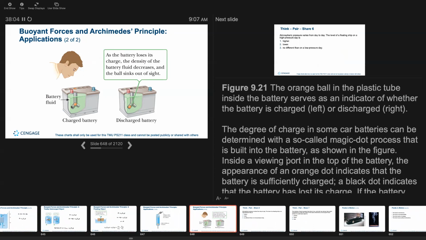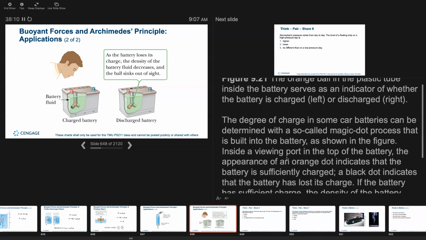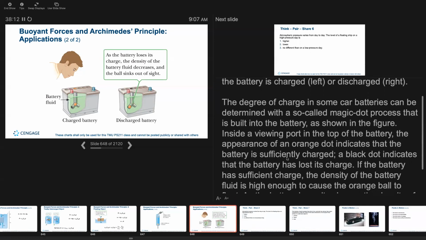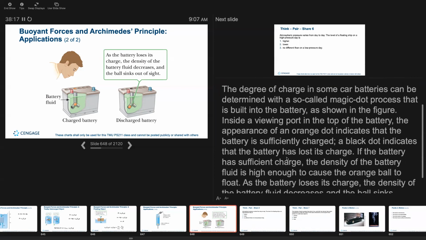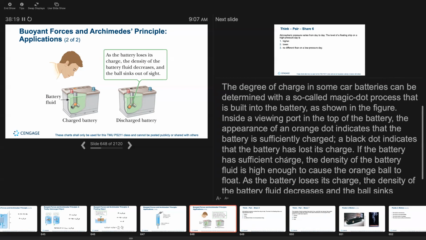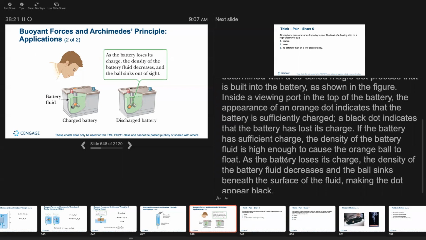Inside a viewing port in the top of the battery, the appearance of an orange dot indicates that the battery is sufficiently charged. A black dot indicates that the battery has lost its charge. If the battery has sufficient charge, the density of the battery fluid is high enough to cause the orange ball to float. If the battery loses its charge, the density of the battery fluid decreases and the ball sinks beneath the surface of the fluid, making the dot appear black.